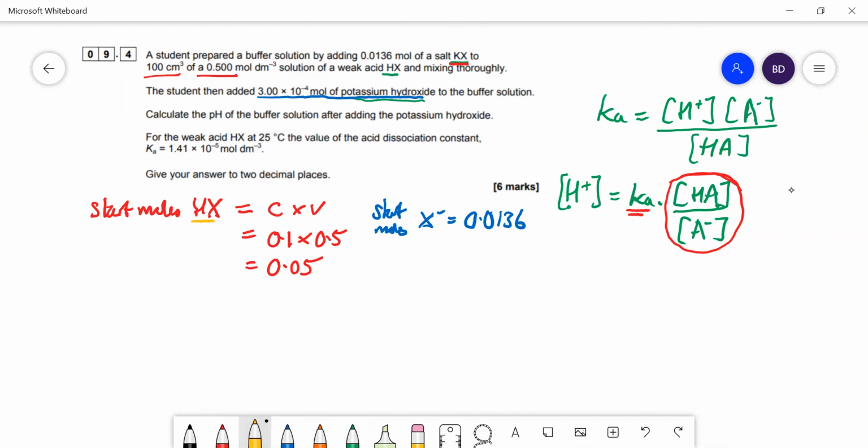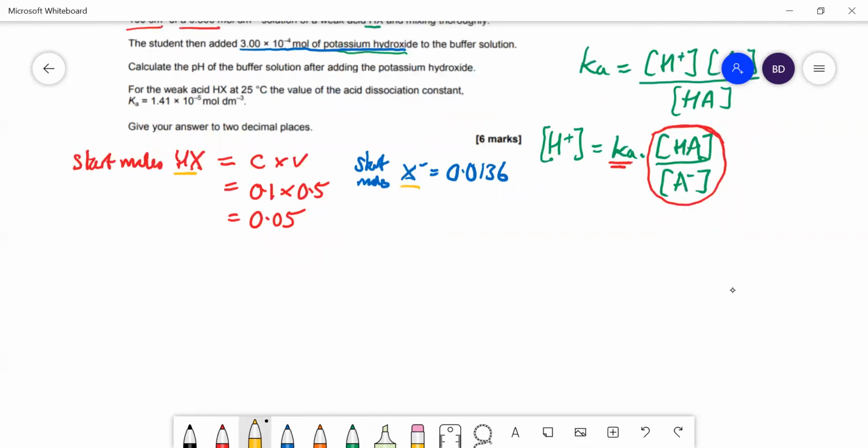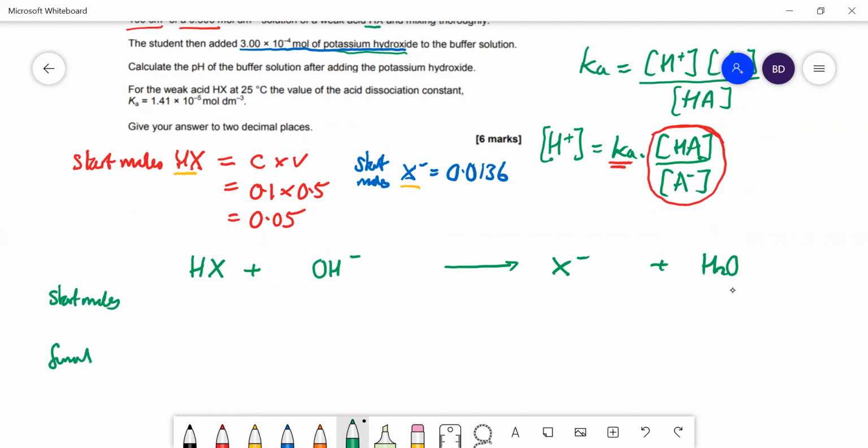Is it going to react with HX or with X minus? Obviously, it's going to react with HX. So let's write down an equation there. We're going to have HX plus OH minus, and that's going to react to form X minus and water. I'm going to write down here the start moles, the final moles of each thing, and then the final concentration. And those final concentrations I am going to use to put into here to work out H plus.